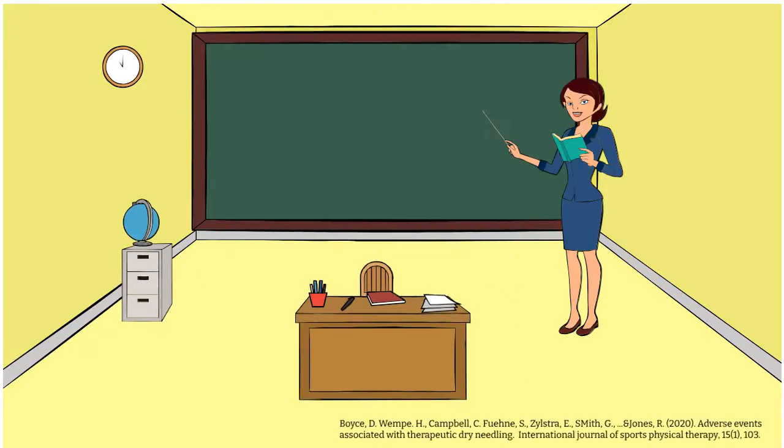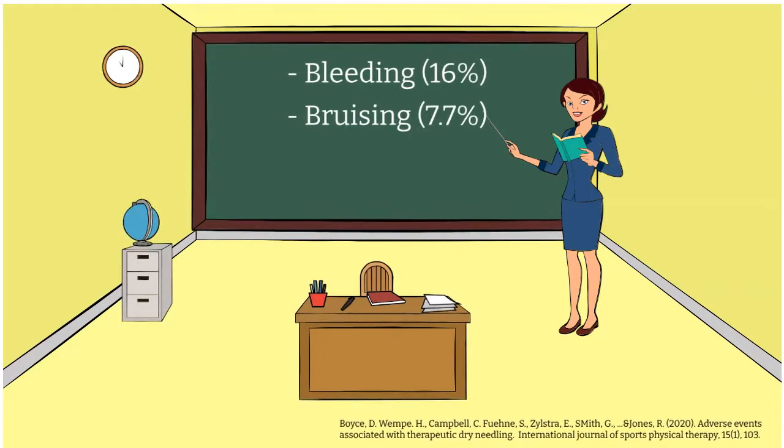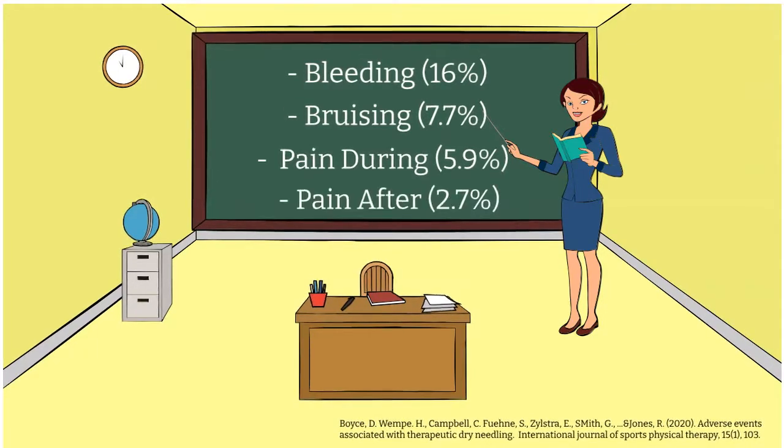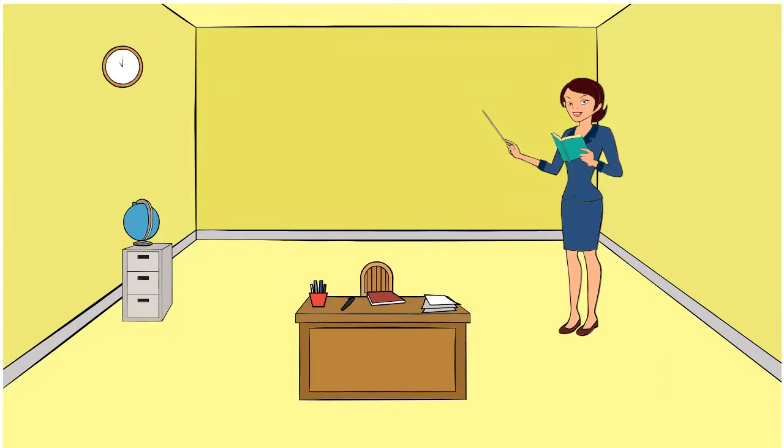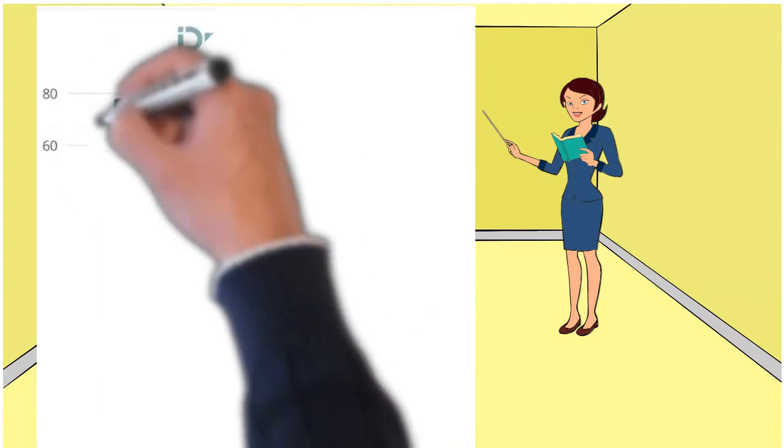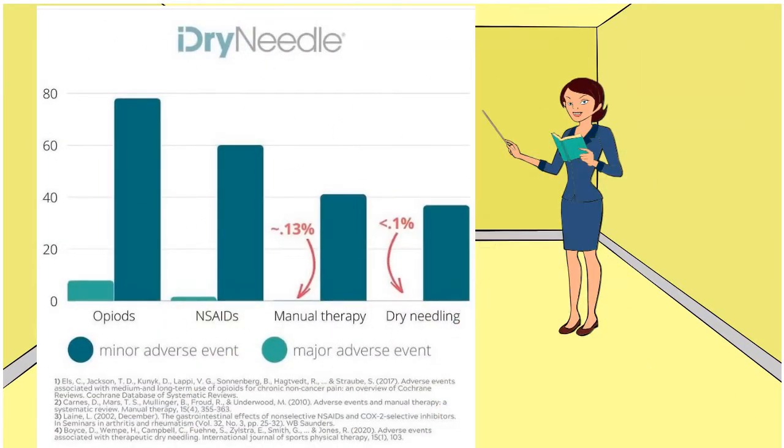The side effects of dry needling may include bleeding, which is uncommon but similar to having your blood drawn, where you usually only see a drop or two. Bruising, when it does occur, is usually the size of a dime over the insertion site. Pain may occur during or after the treatment, but is temporary and rare. So how safe is dry needling? Comparing dry needling to opioids, NSAIDs, and manual therapy for the goal of pain relief, it is the least likely to have a minor or major adverse event.